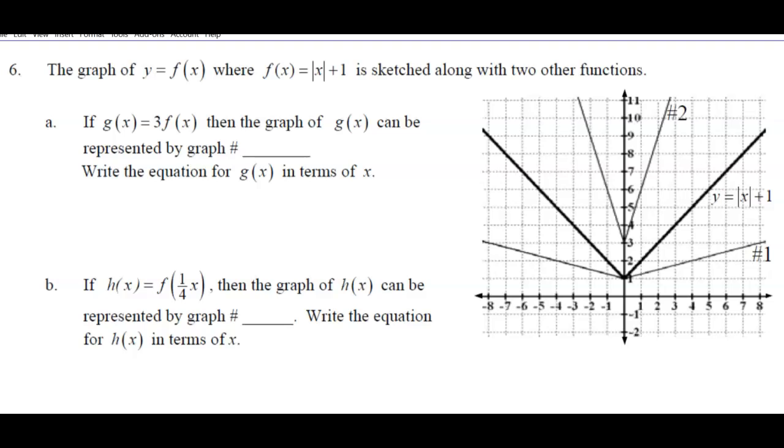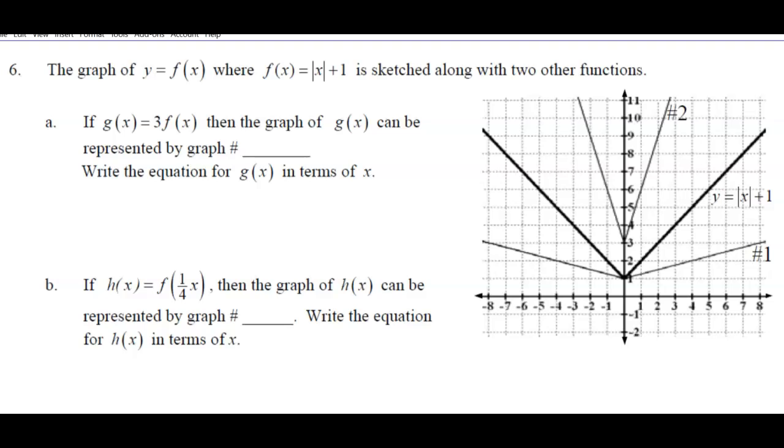So, what's graphed here? y equals f of x, where f of x is the absolute value of x plus 1. That's your base graph. There it is, the thicker one. That's sketched along with 2 others, 1 and 2, with a new graph called g, which is equal to 3 times f of x. Then which graph is it?